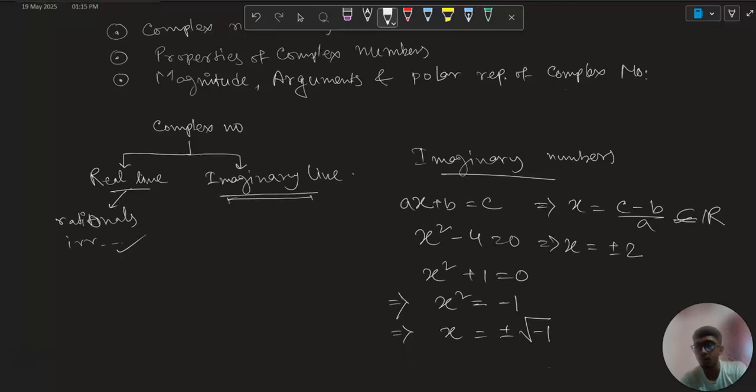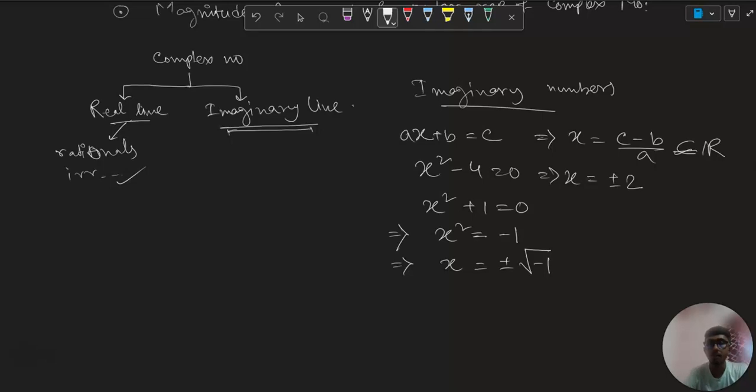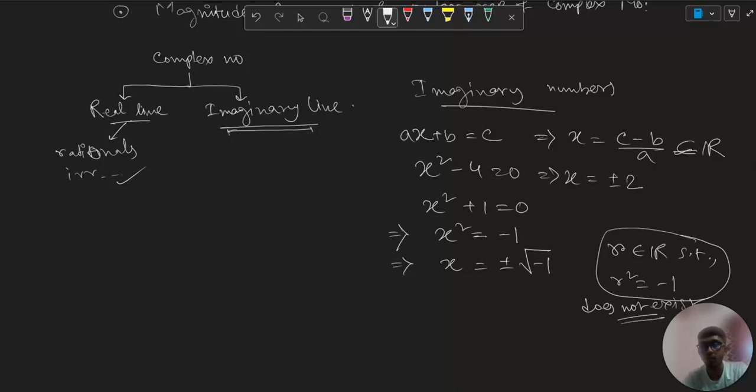Now we are talking about real numbers, right? Now there is no real number whose square is negative. Like there does not exist any real number r belongs to R such that r square equal to minus 1. There doesn't exist such a real number. So we cannot find a real solution.